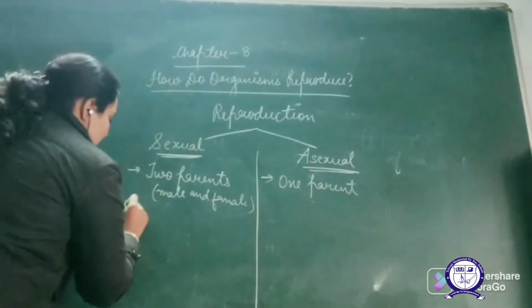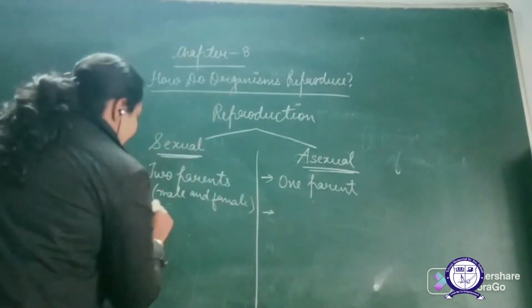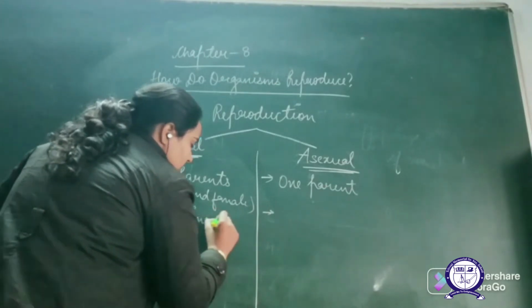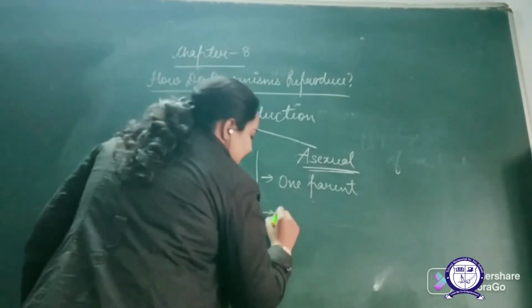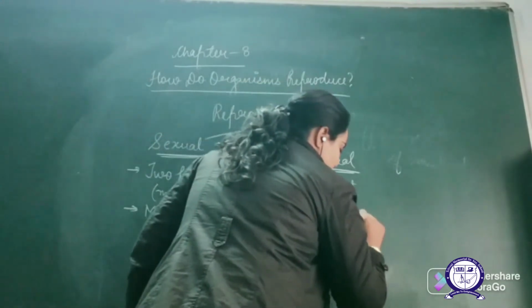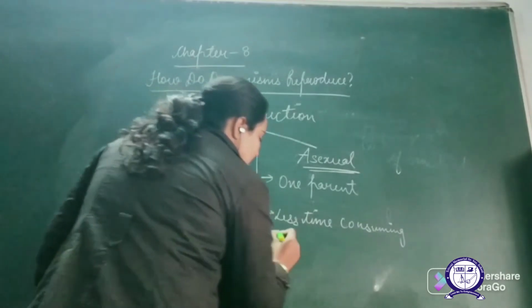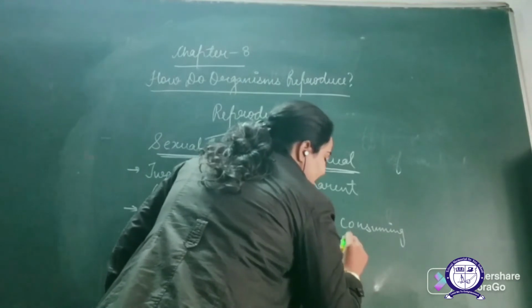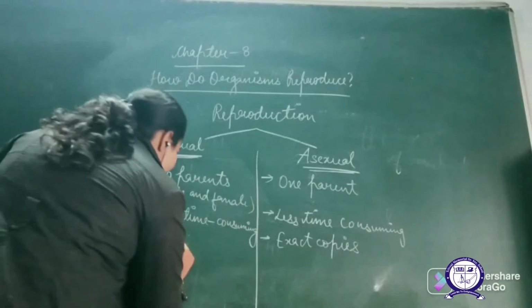Alright. Sexual reproduction is a bit more time consuming. Asexual reproduction is less time consuming. Like I said, the babies will be exact copies in asexual reproduction, and in sexual reproduction the young ones will not be exact copies.